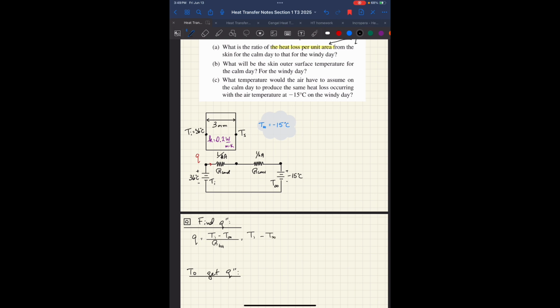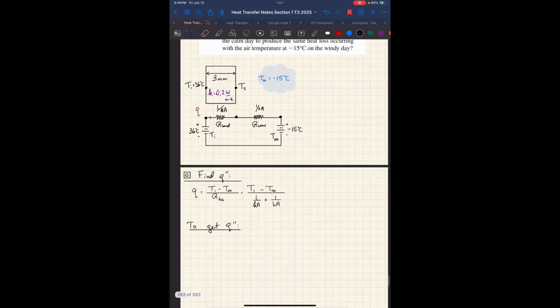Let's expand a little bit. What is R total? R total is going to be L over kA plus 1 over hA. And in fact, I didn't need to make this division line too big. All right, now I know we're looking for Q double prime. I didn't forget that. Don't worry.